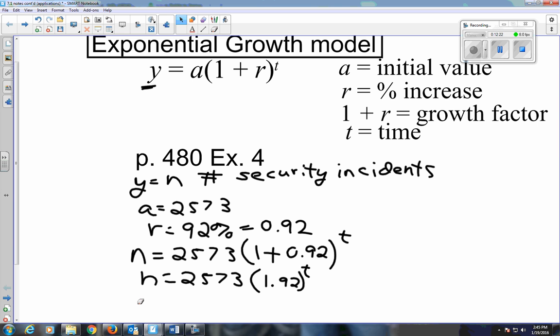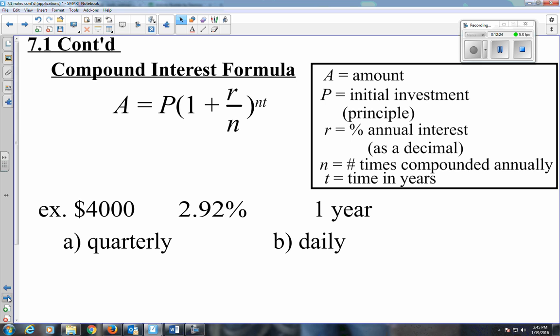Okay, now I've got a second one, and this one I won't ask you to memorize. I will give you the formula. I probably won't give you the list of what they all mean, but I will give you the formula. The compound interest formula reads like this. A equals P times 1 plus R over N raised to the NT. It's pretty similar to the one you just had. That N kind of throws a little wrinkle in it.